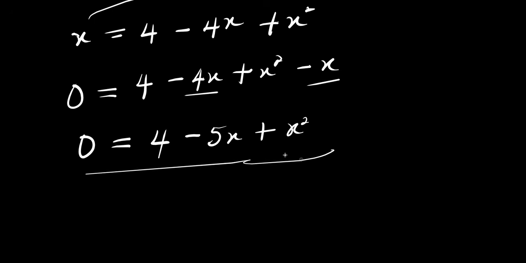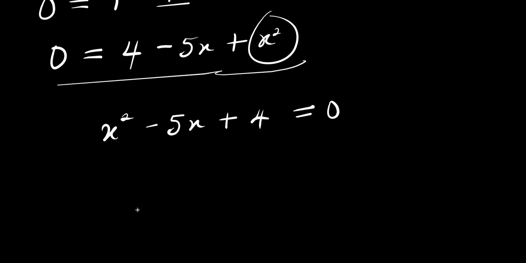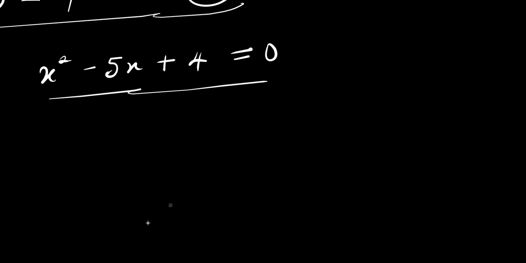Let's rearrange this whole equation starting with x squared. I have x squared minus 5x plus 4 equals 0. So this is a quadratic equation that we are going to solve. And we are going to solve this using the formula method first. Now, let's write the formula in respect to x.